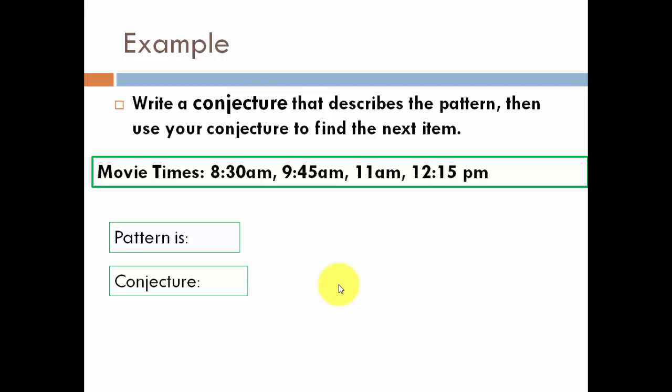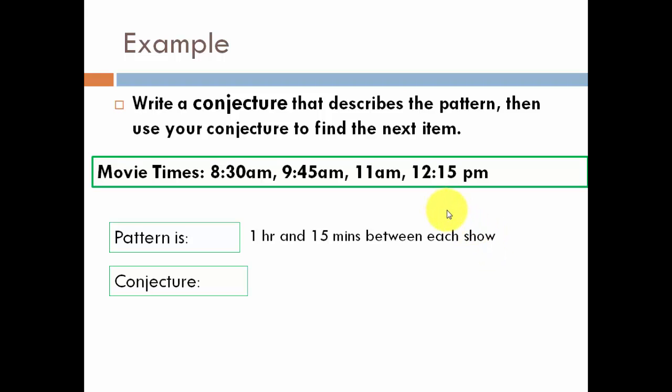Our first example. Write a conjecture that describes the pattern, then use your conjecture to find the next term. So first we're looking at movie times. 8:30, 9:45, 11, 12:15. We need to find out what the pattern is. In order to do that, you need to find the difference between each of these different movie times. You can see that it's going up by an hour and 15 minutes each time, so that's going to be our pattern. 1 hour and 15 minutes between each show.